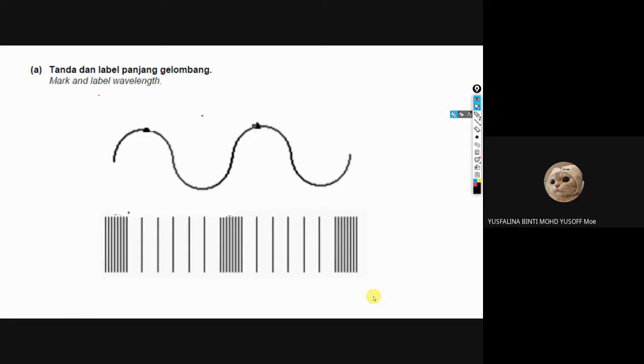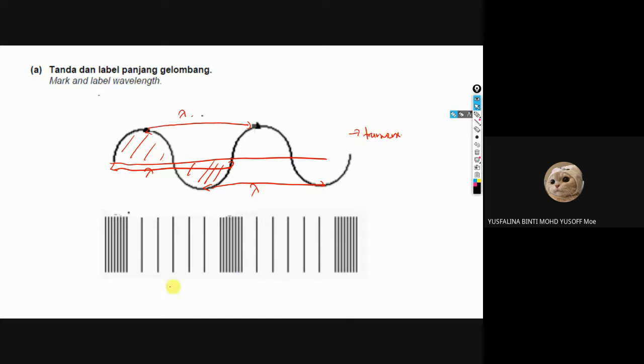Alright, for this one you have to label. It says mark and label wavelength. So this is called one wavelength, and this is also called one wavelength, from trough to trough. And another one is from here to here. From here to here also, we call it one wavelength. So this is for transverse.